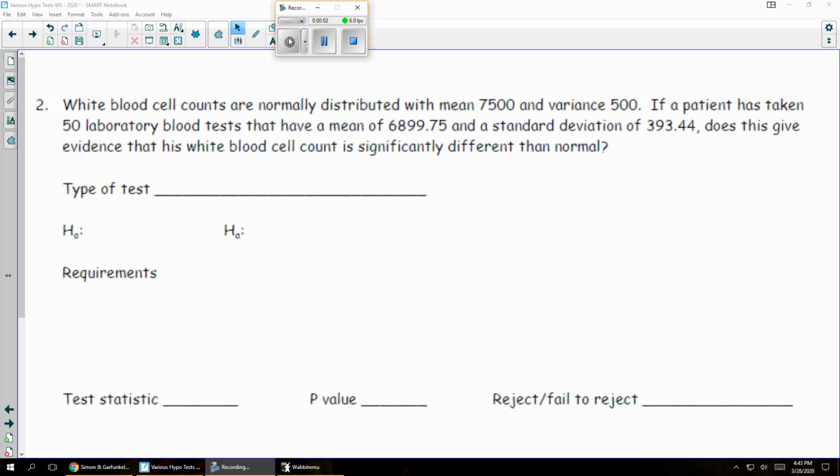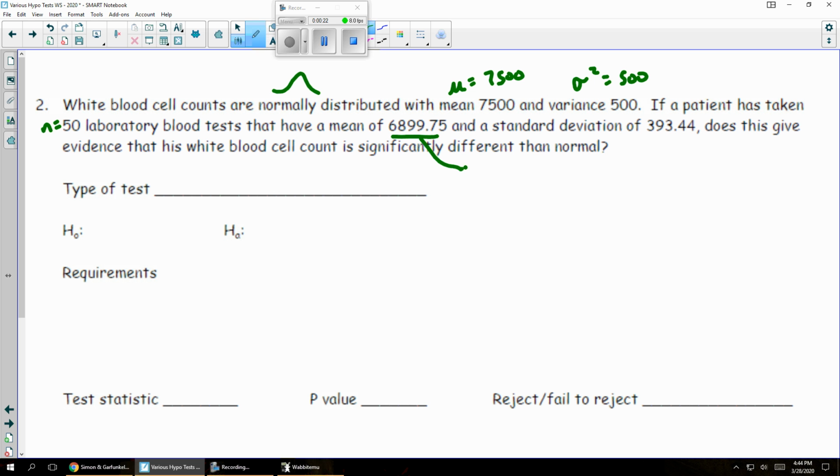Looking at question 2, it says white blood cell counts are normally distributed. That's good, normally distributed with a mean, this is the truth, of 7,500 and a variance of 500. If a patient has taken 50 lab tests that have a mean, this is X bar, and a standard deviation, that would be S, does this give evidence that his white blood cell count is significantly different than normal?